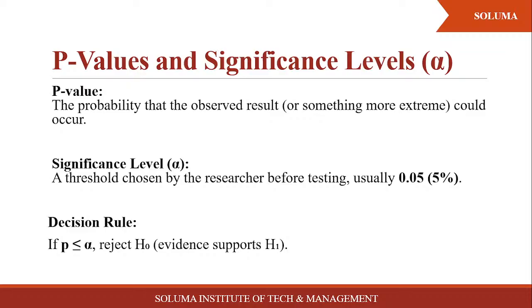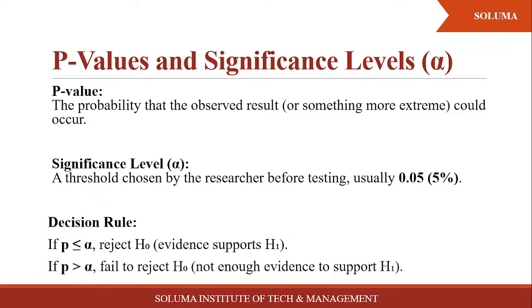Now, if P is greater than alpha, if it's greater than the significant level, then we accept the null hypothesis. That's why it says fail to reject null. That means there is no evidence to support H1. If P is greater than the significant level, we accept the null hypothesis. You don't reject it. You accept null.